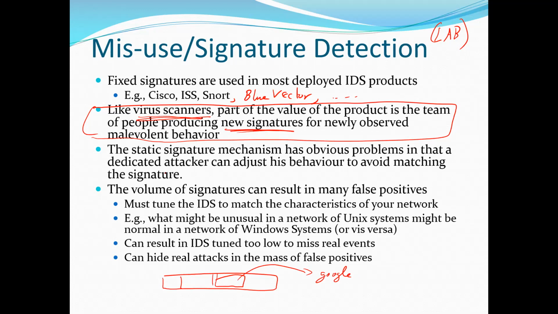Actually, as I was saying, where was I? So the static signature mechanism has obvious problems, right? In that a dedicated attacker can adjust his behavior to avoid matching a signature exactly, right? So the volume of signatures can result in many false positives. So you have to tune the IDS to match the characteristics of your network. And this is very true.